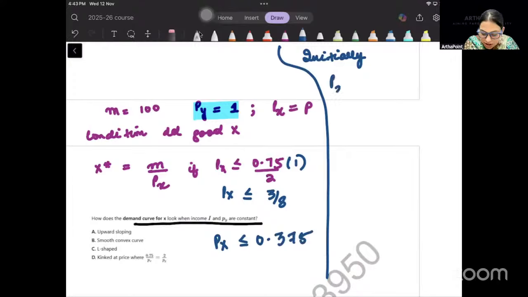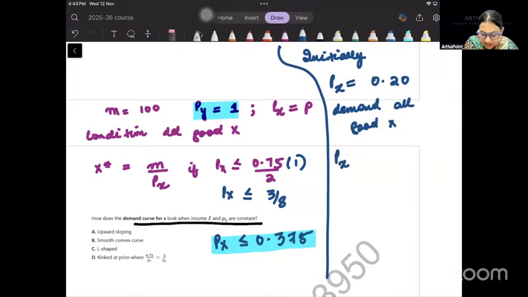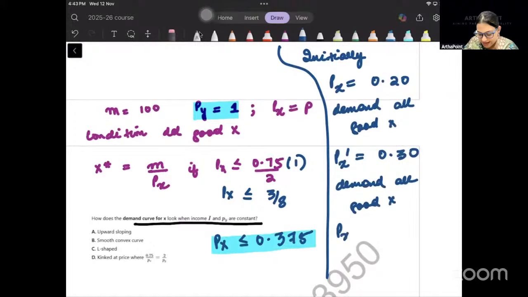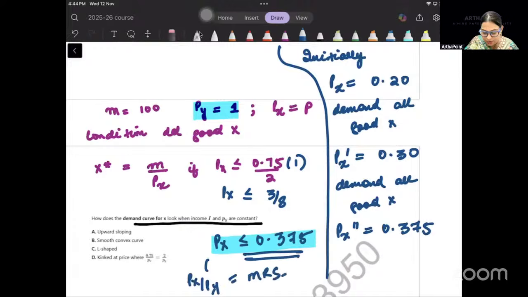Now look, suppose initially px is 0.2, then px is less than 0.375, so you will demand all of good x. Suppose price increases to 0.30, that is still less than 0.375, so you will still demand all of good x. Suppose price increases to 0.375. Now the trick is, price becomes exactly equal, and when price is equal, it means that px by py is equal to MRS xy. And when these two are equal, you may demand all of x and all of y and anything in between.